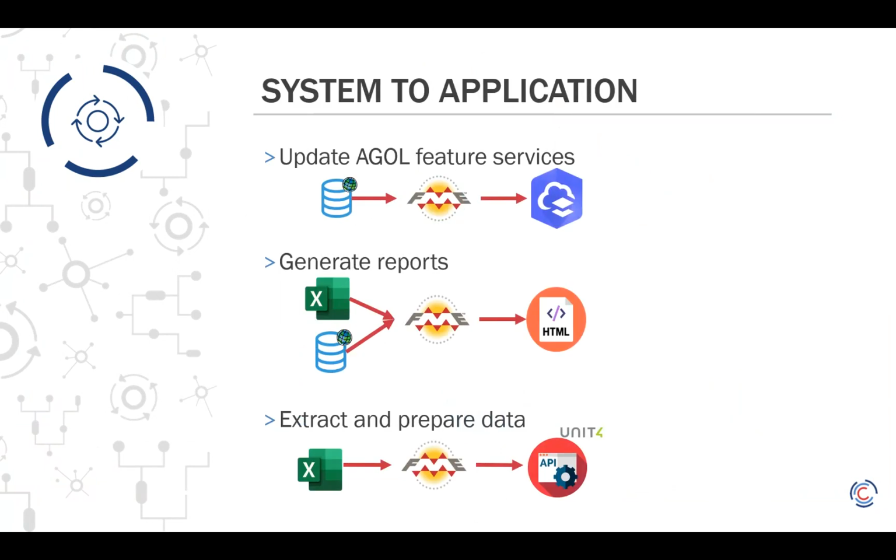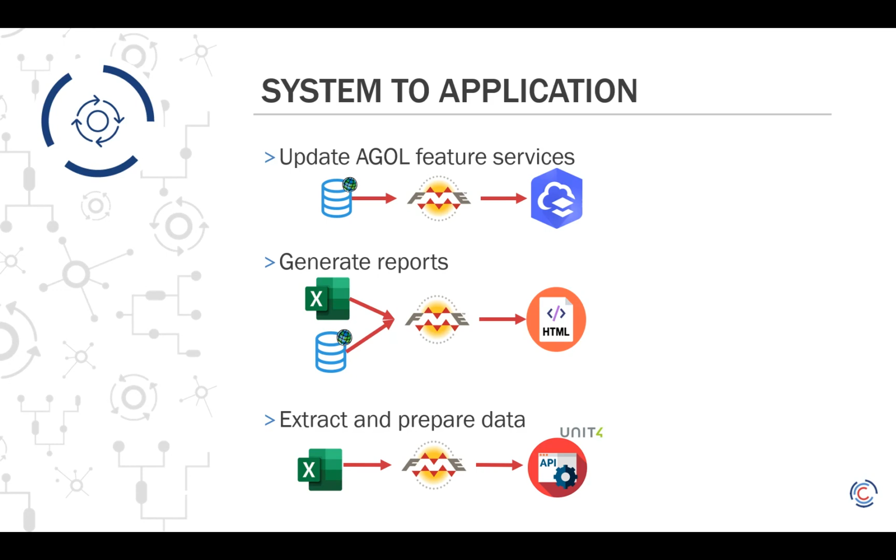When we're dealing with system to application integration, like I mentioned earlier, it could be something like updating ArcGIS Online feature services based on data that's in, let's say, your corporate GIS. In FME, that's the under-the-hood type of application integration, because it's a conventional writer in FME, but in the back end, what's happening is an API call to that web service.